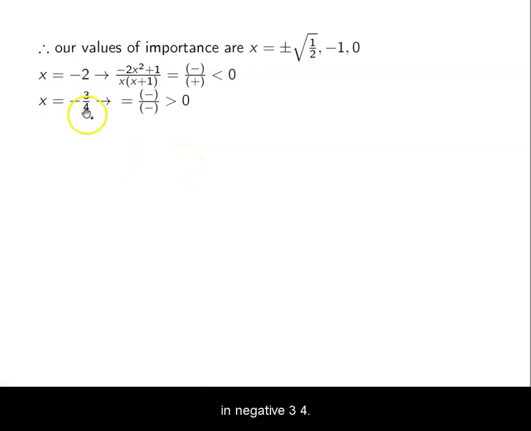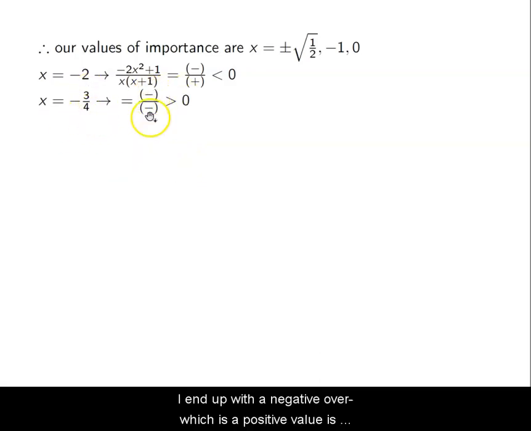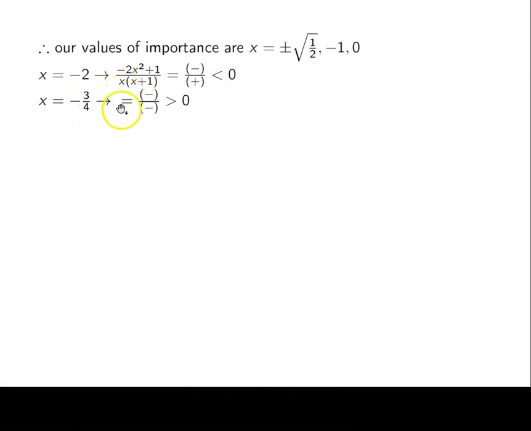So if I plug in negative 3/4, I end up with a negative over a negative, which is a positive value. It's larger than 0, okay? Because negative 3/4, that's negative, and negative 3/4 compared to 1 will give me a negative on the bottom, okay? Same thing on top. This is less than 1, right? So I have negative 2 times something less than 1, so that means this is still larger than 1 and it's negative, so that's going to give me a negative on top.